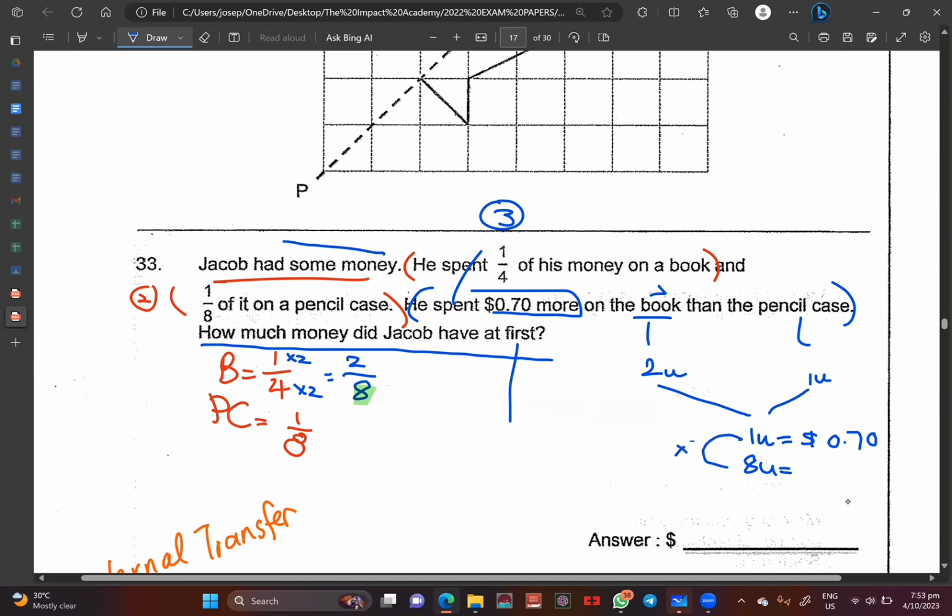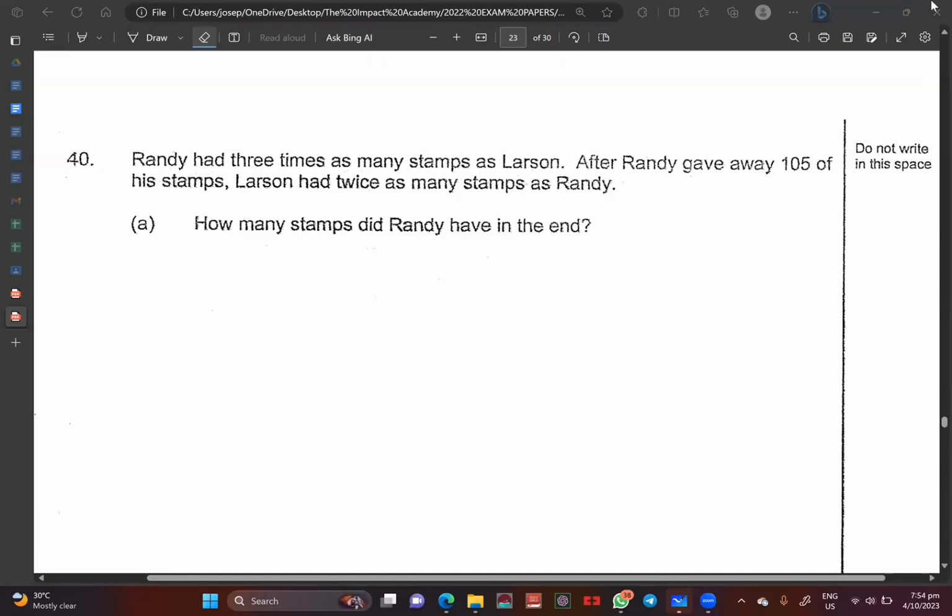Very good, right? How do I get from 1 to 8? We say 70 cents times 8. Am I making sense here? So therefore over here has to be $5.60, and that is the amount of money Jacob has at first. Now, let's talk about our next question.